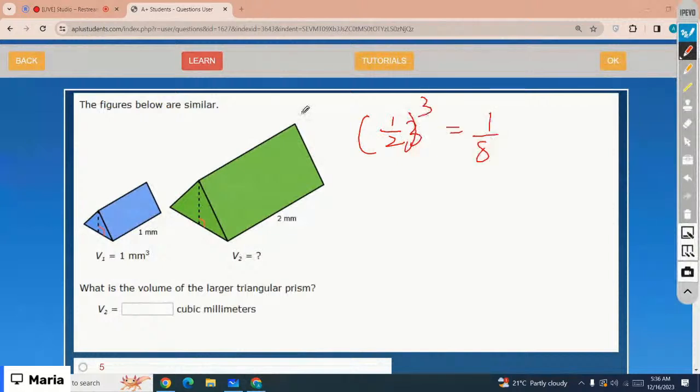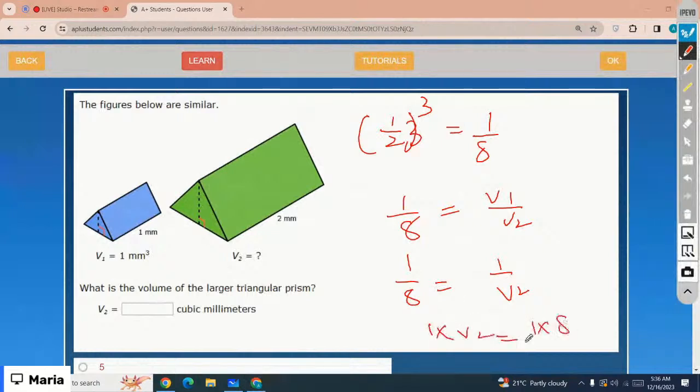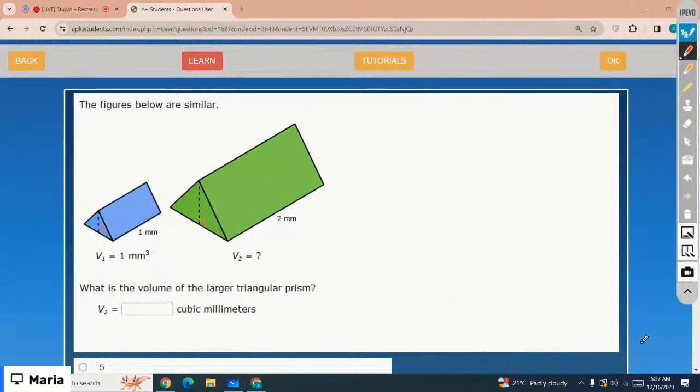That's the same question we did in the tutorial. 1 over 8, right? Just equate it with the volumes, so that is V1 over V2. So calculate the V2. 1 over 8 equals 1 over V2. Just do cross multiplication, 1 times V2 equals 1 times 8. So V2 equals 8. The correct option is 8.